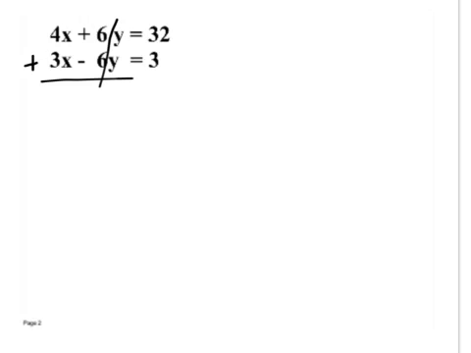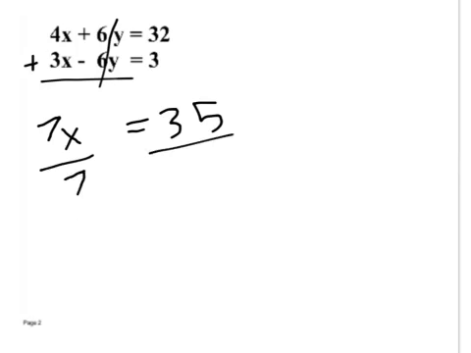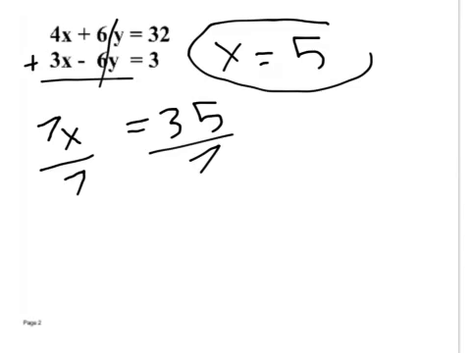We have 4x plus 3x, that gives us 7x. 32 plus 3 is 35. We divide by 7, and x is 5. Now we use our substitution from Tuesday. We plug in 5 for x into one of these equations. It does not matter which.